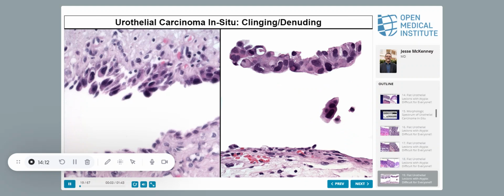This has been called clinging or denuding. This is my favorite picture. I took this more than 20 years ago and I still use it. But these are benign basal cells. Okay, so you can have benign denudation and you can have CIS that's denuding. That's why I like the picture, because you can see both. We see this every day. We see benign denudation and we see CIS that's denuding. And sometimes you'll actually see it's completely broken off and floating.